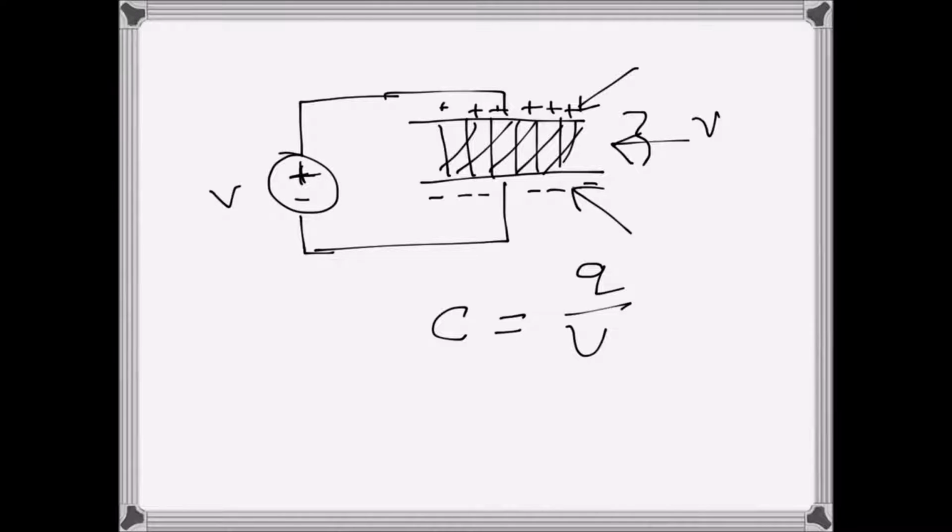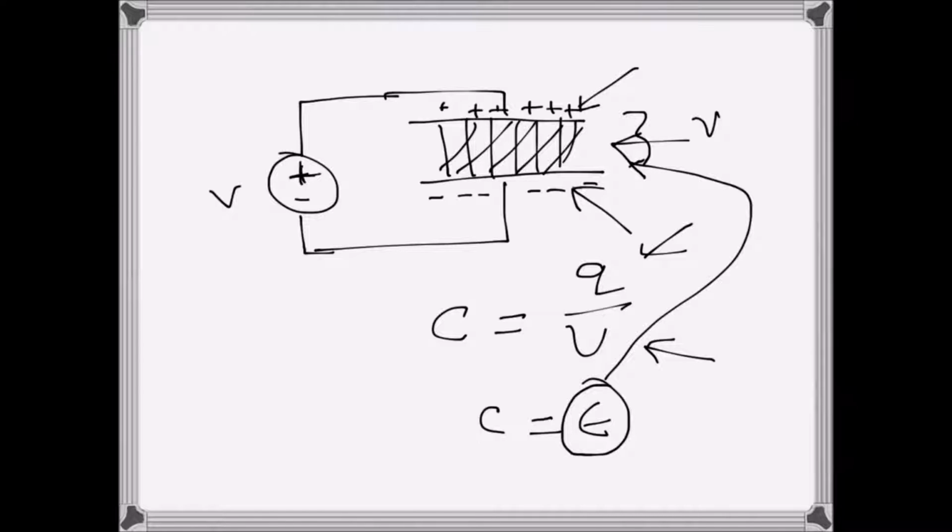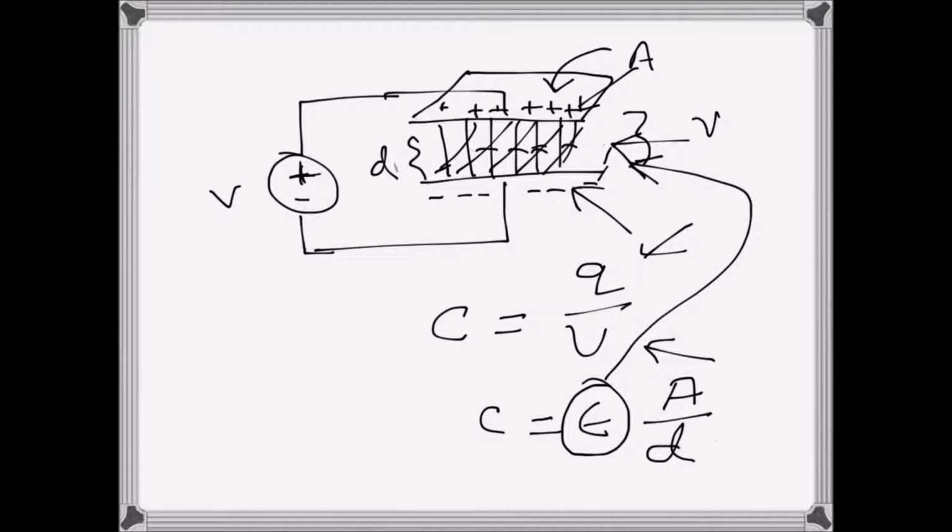Though it doesn't depend on either the amount of charge or the voltage, it actually depends on this equation, which is epsilon, the dielectric constant of the insulator here, or the dielectric material, times A over D. So A is the cross section of this plate, and D is the separation here. The more the separation, the less the capacitance. It makes sense. So that's the value of a capacitor.